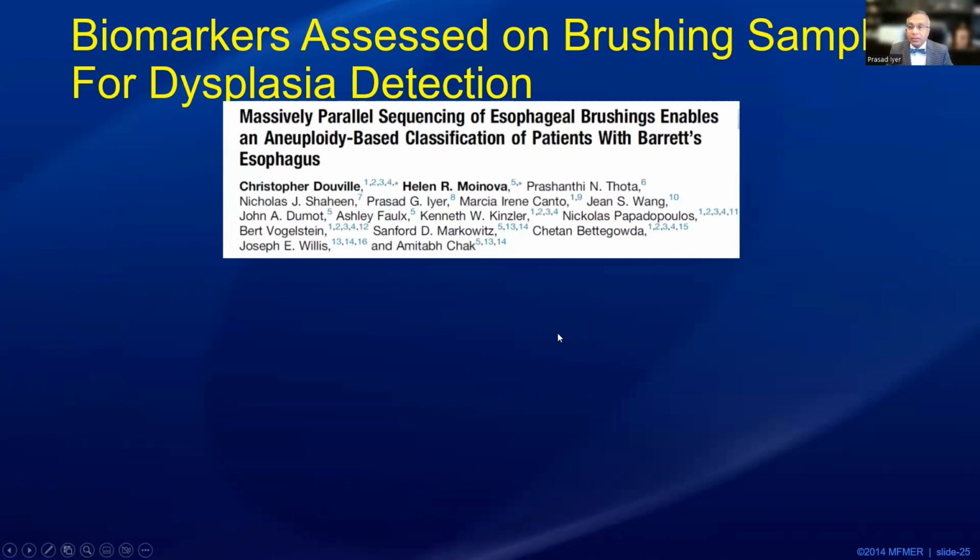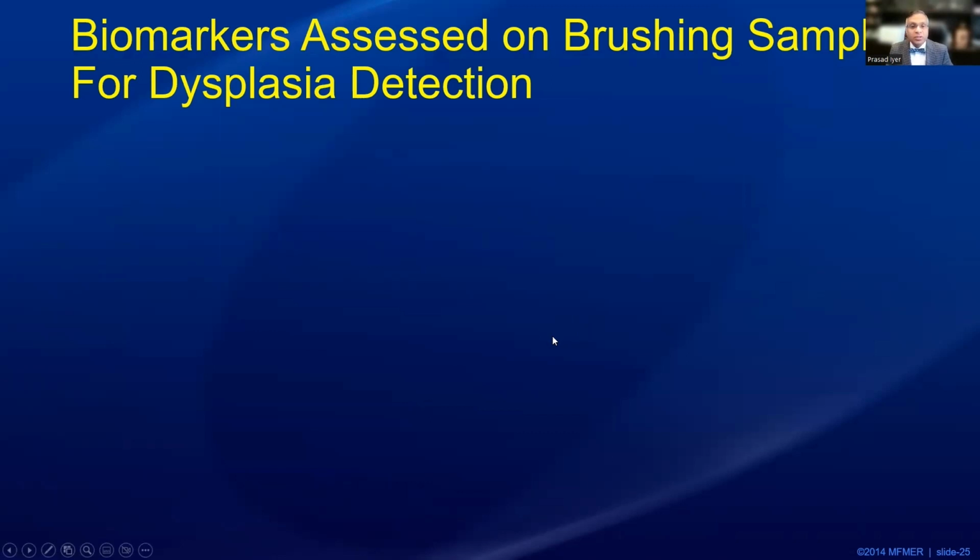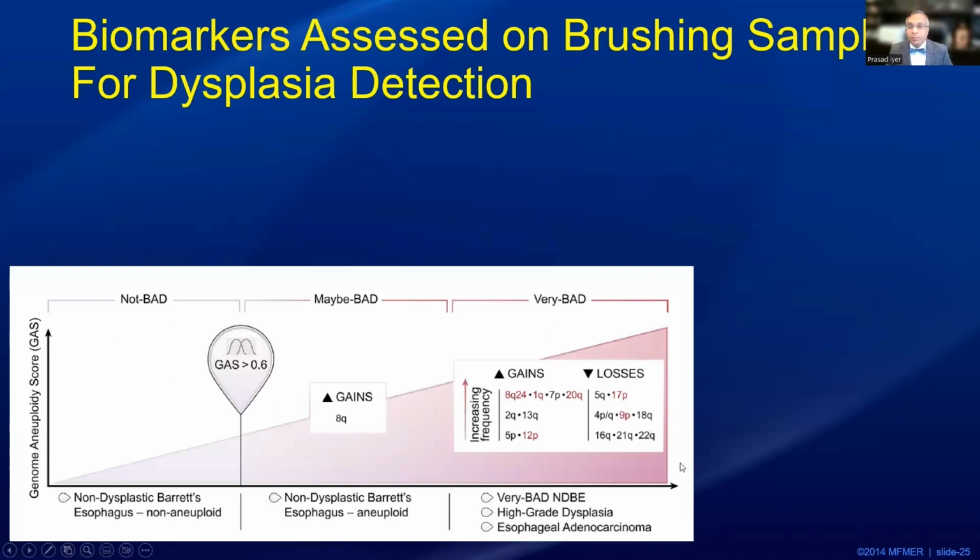And this was a study that we were a part of, led by Dr. Chuck at Case Western. Essentially, the brushing samples were used to develop a genome aneuploidy score, acronym GAS. This was combined with the real-seq analysis for the presence of gains or losses of certain chromosome segments. And patients could then be classified as not bad, maybe bad, or very bad.